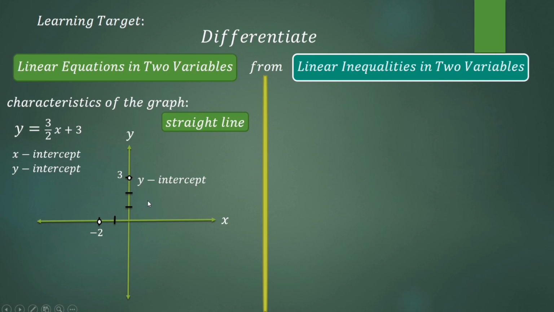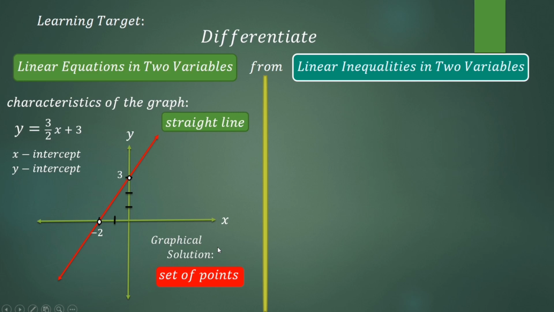Then connect the two points and make a straight line. This line represents y is equal to 3 over 2x plus 3. And for the graphical solutions, this line consists of many points, what we call a set of points. So marami tayong solutions here for the straight line.